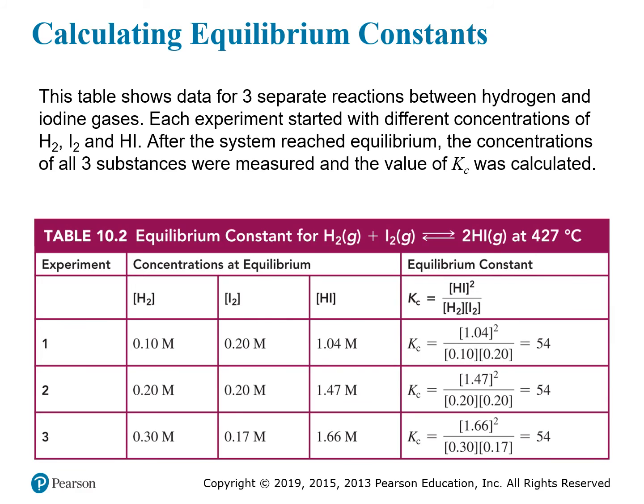This chart further illustrates that. It shows 3 different experiments and the data obtained from them for calculating Kc for this same reaction. Hydrogen plus iodine gives you hydrogen iodide. And these were all done at the same temperature, at 427 degrees Celsius. So for each of these 3 experiments, they put a different amount of hydrogen and iodine into the flask, and they waited some time for it to reach equilibrium, and then they came back and they measured all 3 concentrations. And these 3 columns are the 3 concentrations that they measured at equilibrium.